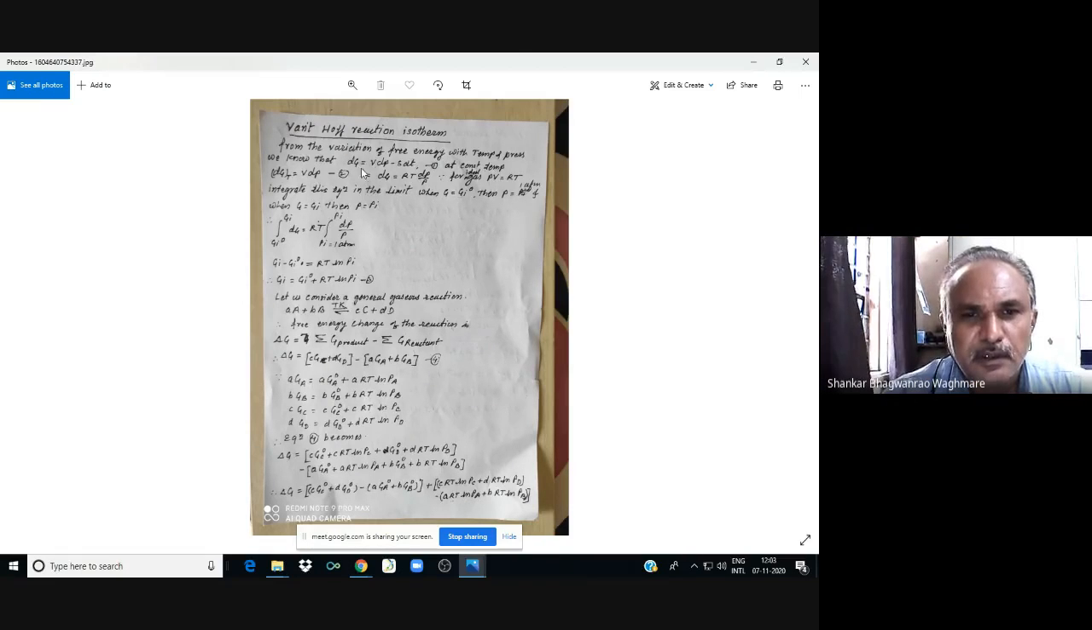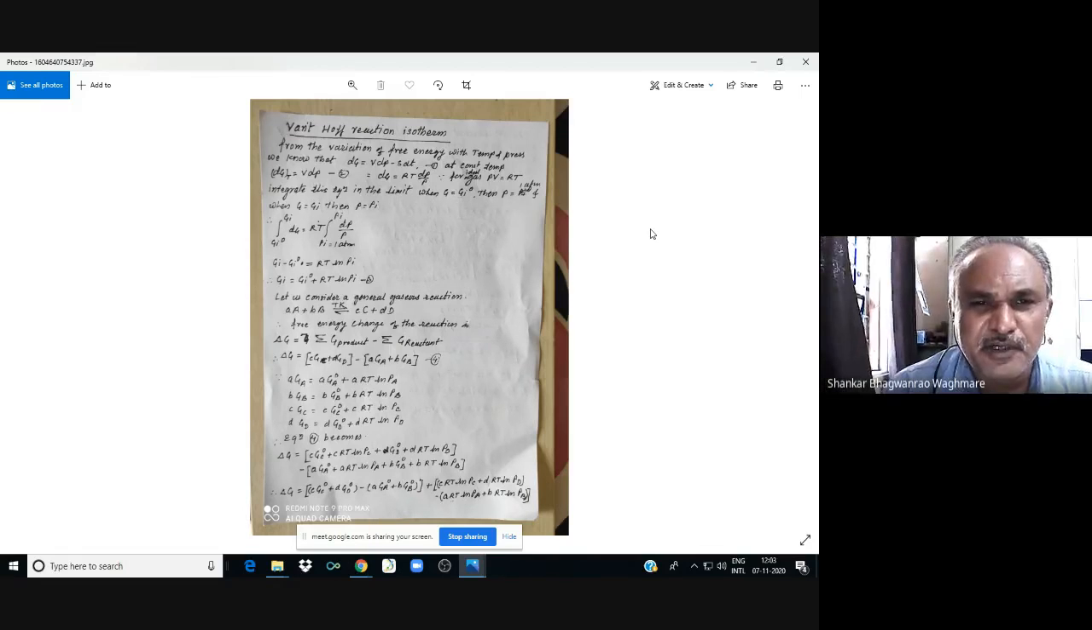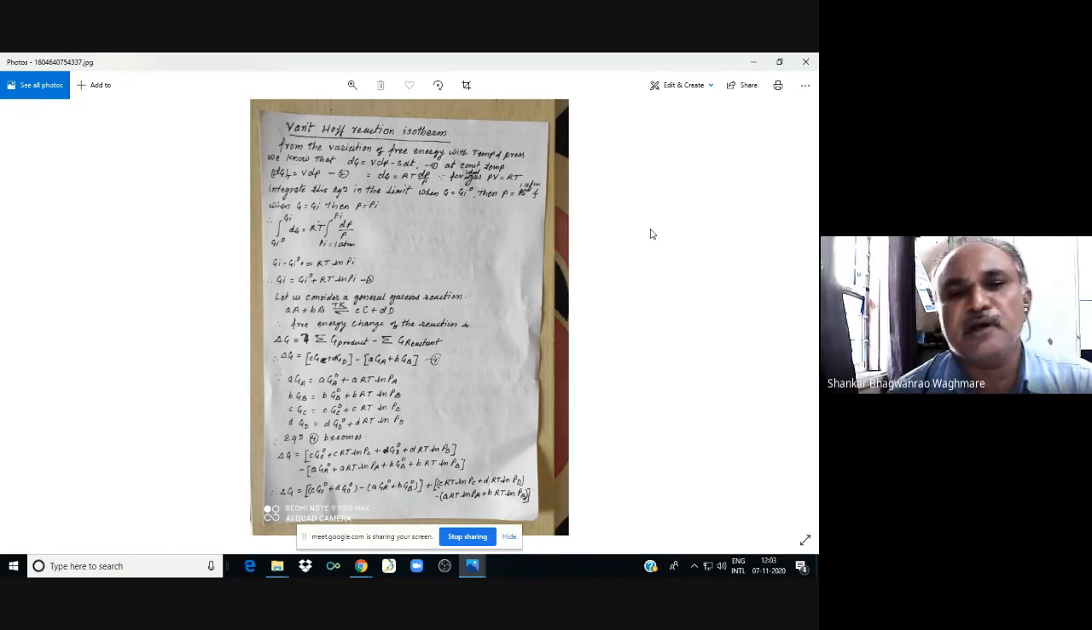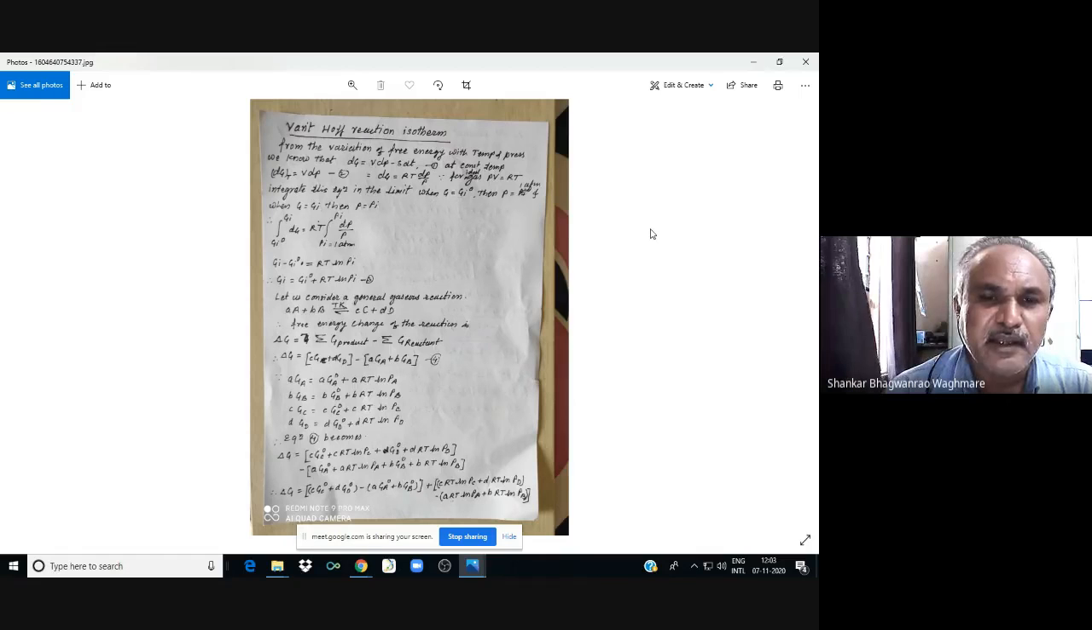Now, today we will discuss the reaction isotherm. Now, students, in the last lecture we discussed many things about free energy, Helmholtz work functions, and the variation of free energy with temperature and pressure. Now, today we will discuss the reaction isotherm.